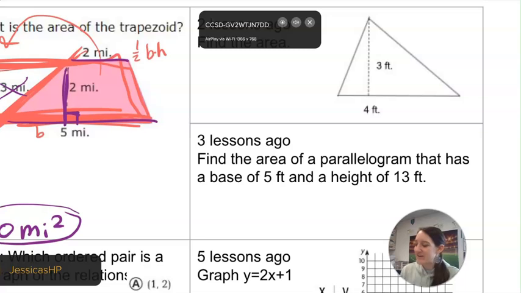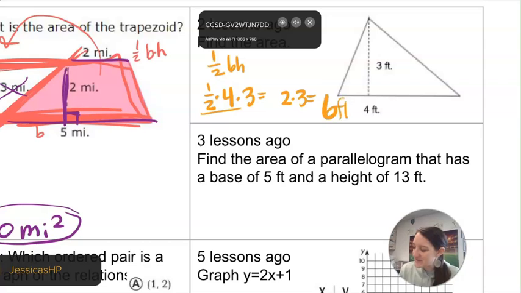Find the area of, this is a triangle. So we're going to go 1/2 base times height again, aren't we? So 1/2 times 4 times 3. Half of 4 is 2, times 3 is 6 feet squared.